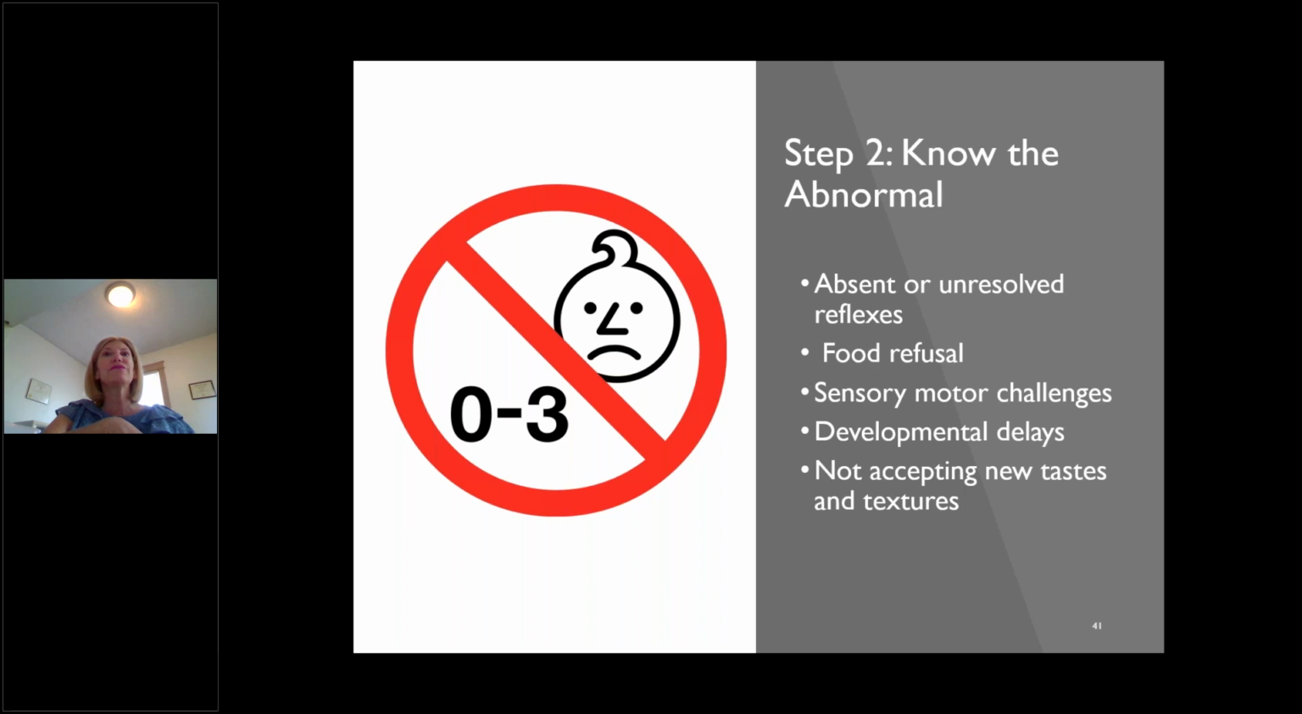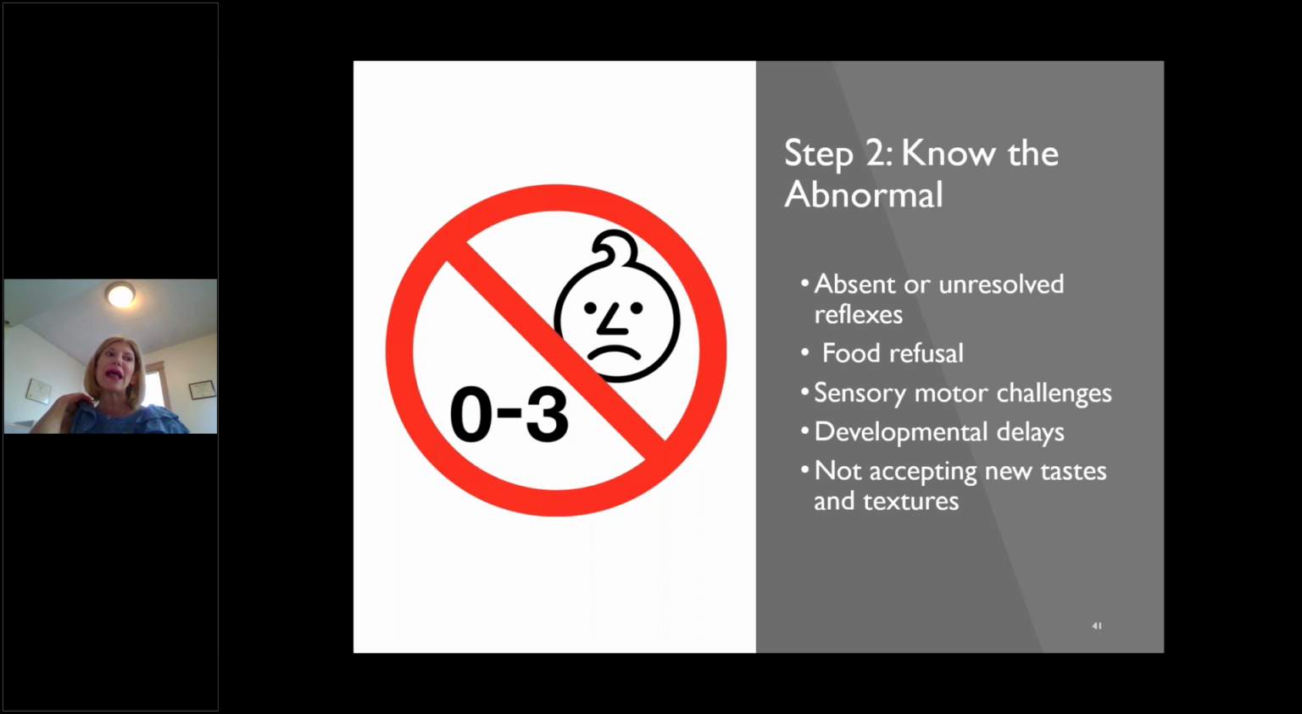Absent or unresolved reflexes. If you have an 18-month-old baby or toddler at that point that you're putting a bolus to the molar and they're completely turning their head, well, that's rooting, and that should have started to resolve when spoon feeding was introduced. If babies are refusing food, that's abnormal. Something's wrong either structurally or with their oral phase of swallowing.